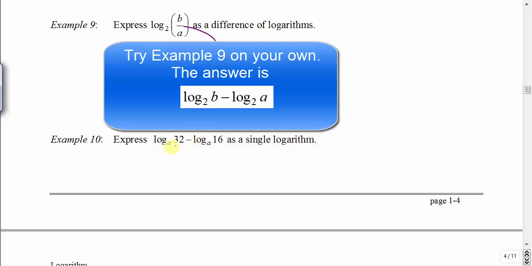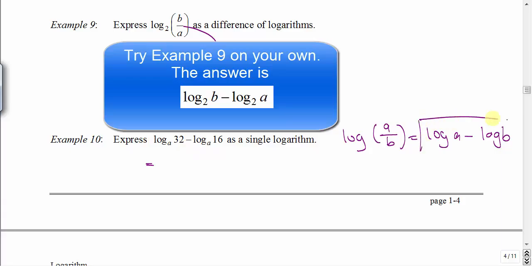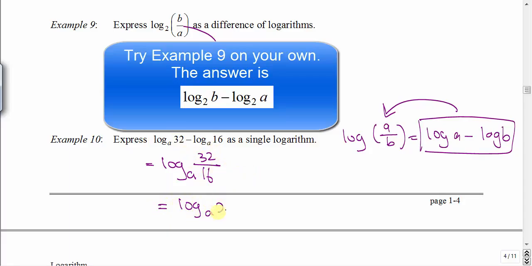Express this multiple logarithm into a single logarithm. We have log a divided by b is log a minus log b. So this multiple logarithm here we can change to a single logarithm: the one in front divided by the one behind. It will give us log base a 2.